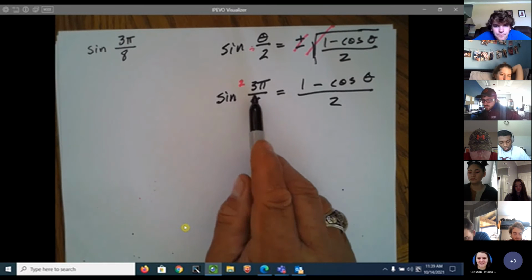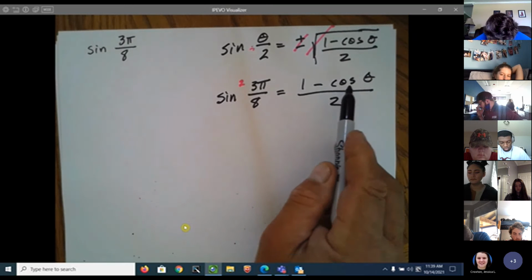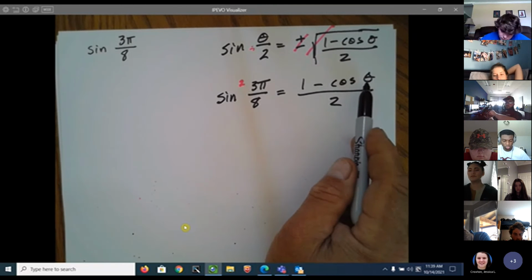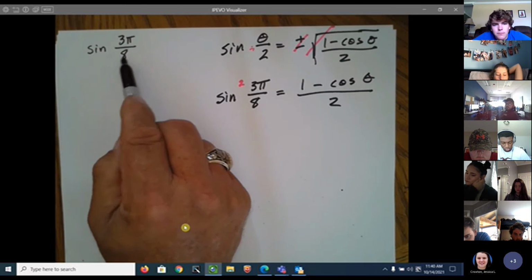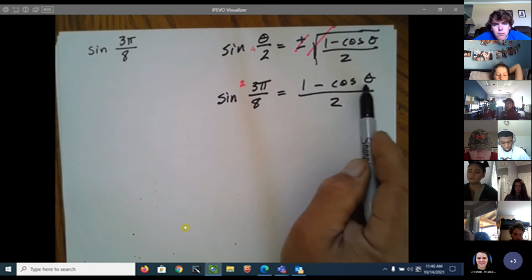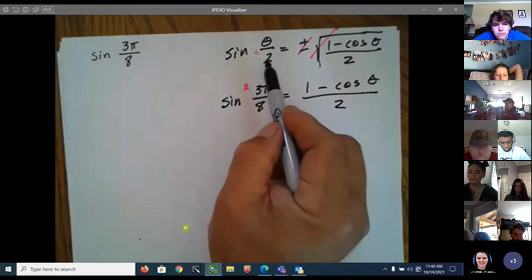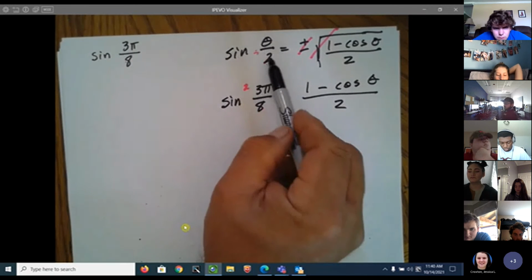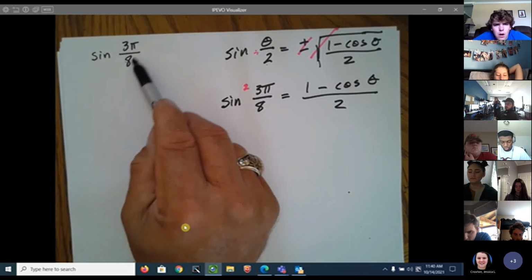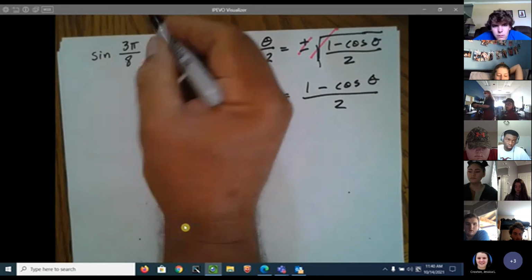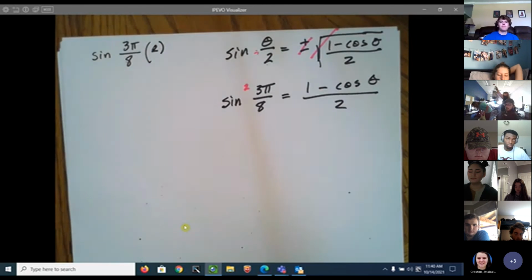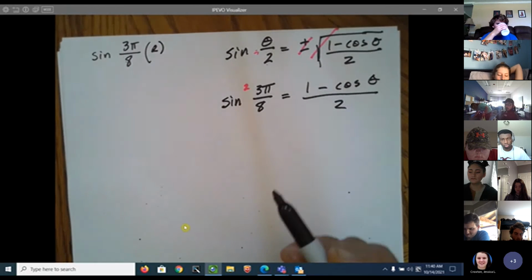So we come out with sine squared of 3 pi over 8 equal to 1 minus cosine theta over 2. We have to make this fit. This is not 3 pi over 2, we have to make it 3 pi over 2, so we're going to have to multiply by 2 right there, and do that up here to make it fit.